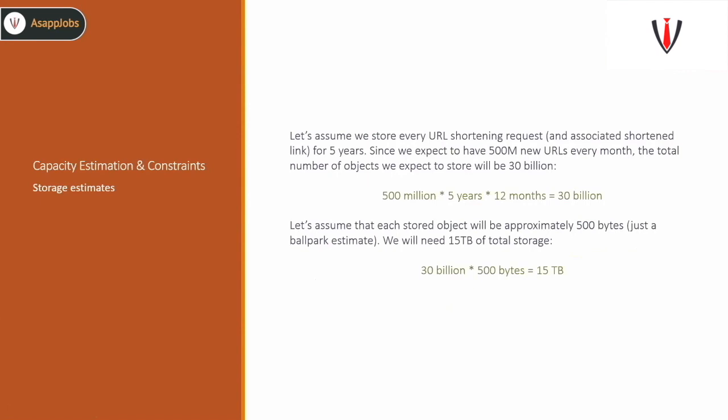So again, you can go through this. Let's assume we store every URL shortening for 5 years, and considering we're going to have 500 million URLs every month, the number of objects that we're going to have is 500 million into 5 into 12, right?